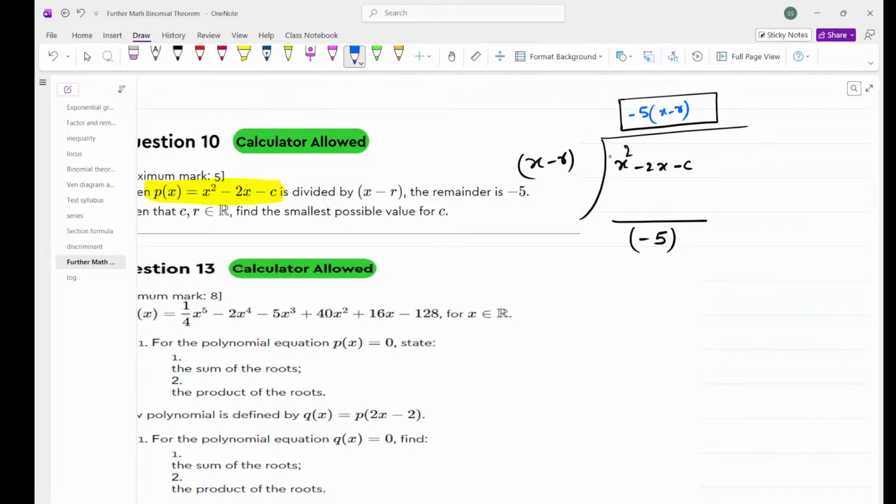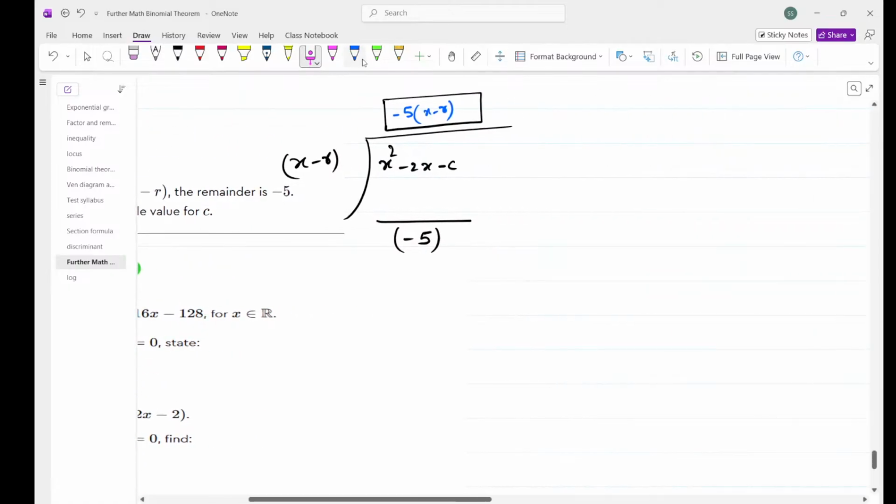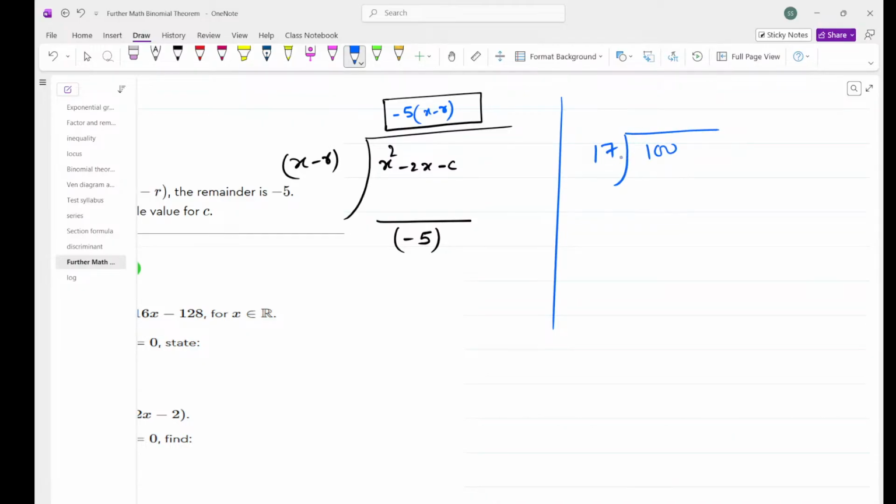You're saying minus 5 times x minus r is your quotient. By which rule? Can you justify this rule anywhere? Let us take a simple example. Suppose I'm dividing 17 into 100. Do you think the way you are correlating this is working here?